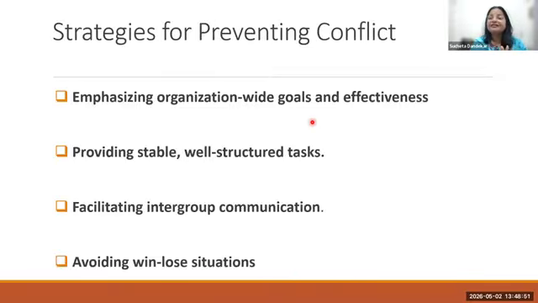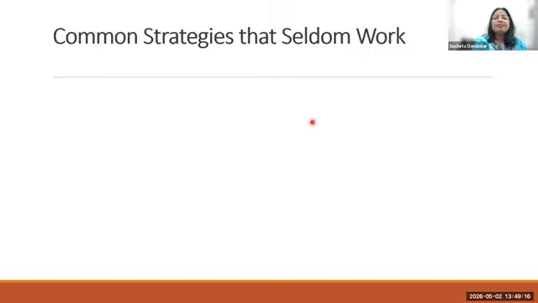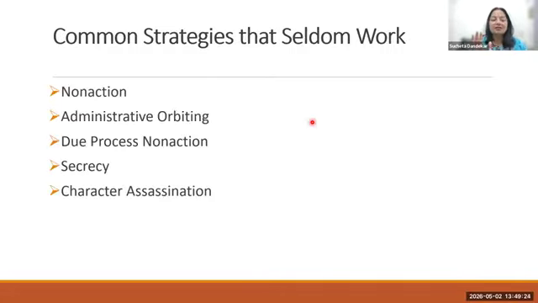So there are many strategies for preventing conflict: emphasizing organization-wide goals and effectiveness, providing stable, well-structured tasks, facilitating intergroup communications, and avoiding win and lose situations, like you win and this group loses. That kind of situation we need to avoid. Having said this, there are common strategies which many people use, but it is a known fact that they seldom work.